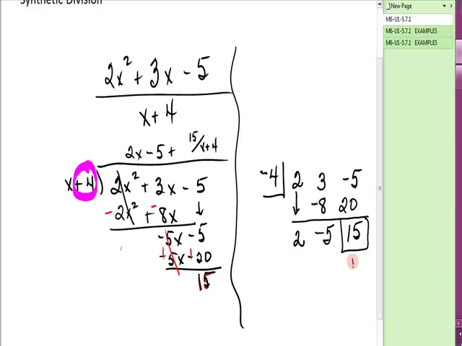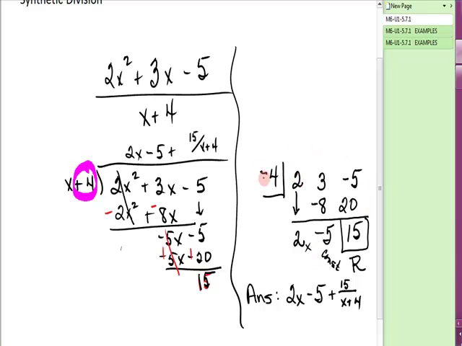This position is always the remainder. If I move to the left, this one is always the constant. And then the powers of x build as I go to the left, which means this is the coefficient of x. My answer back in polynomial form is 2x minus 5 plus a remainder of 15 over, I've got to go all the way back up to the original problem, x plus 4. That is synthetic division, and you never once felt like you were dividing.